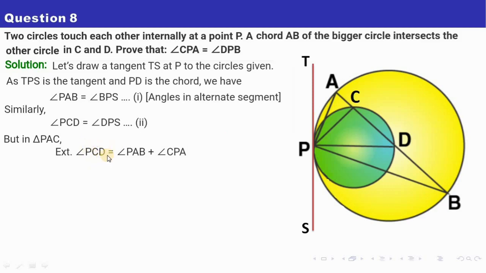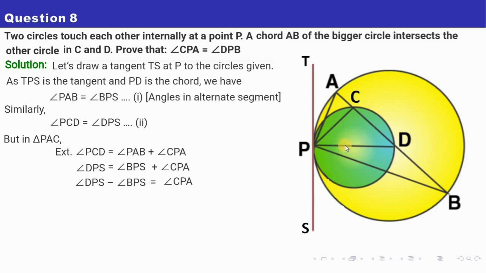Now, what is PCD? PCD is equal to DPS, isn't it? So instead of PCD, I am writing DPS. And what is PAB? PAB is BPS. And we have CPA as it is. Now, let me take this BPS across. So it becomes DPS minus BPS equals CPA. Now, what is DPS minus BPS? DPS is this full angle, and BPS is this angle. So from this whole angle you are subtracting this angle, and you will get only this angle, isn't it?